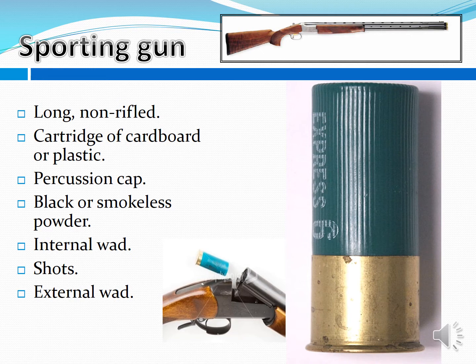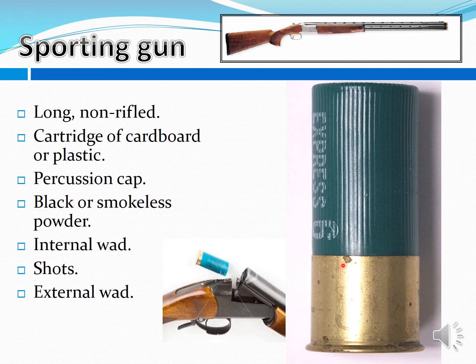Sporting gun, the first weapon we will take today. Sporting gun is one of the non-rifled weapons. A cartridge made of cardboard or plastic like this, made of plastic, any color: orange, green, yellow, or red, any color. The base is made of brass like this. This is called a base made of brass.